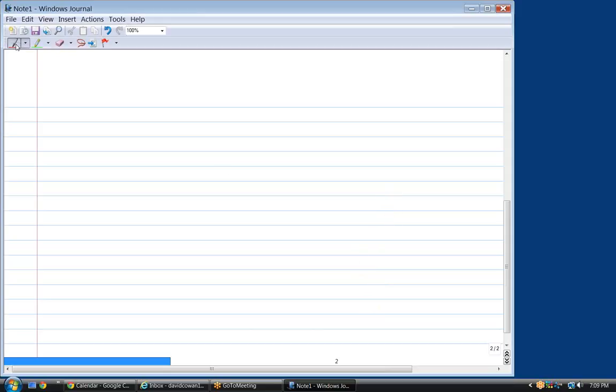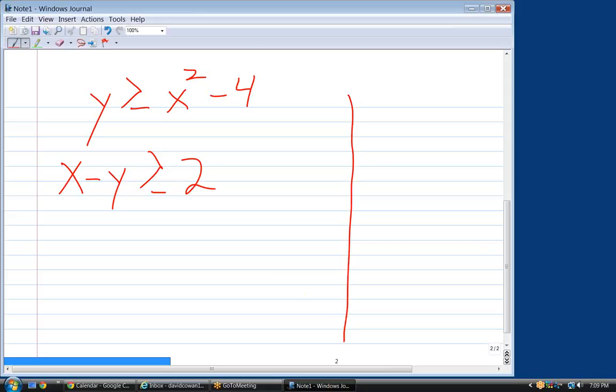What do you have? Graph the solution set of this system. y is greater than or equal to x squared minus 4, and x minus y is greater than or equal to 2. Let's do the simple one, the second one.